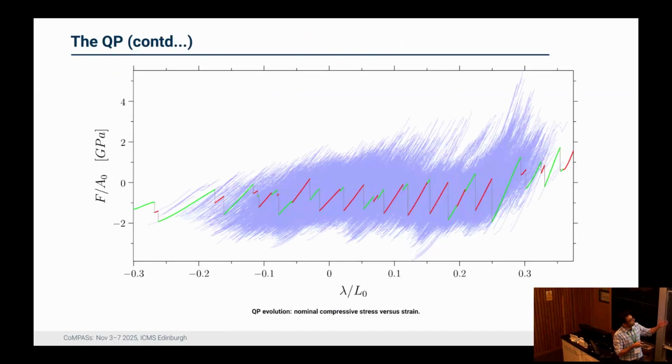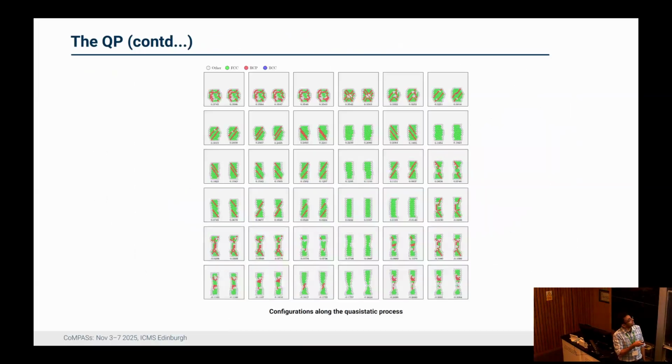And this is in the lambda versus load stress space. Oh, and these are some of the states. You can see that there are several defects in the system. So essentially, all the equilibrium paths are defected solutions.